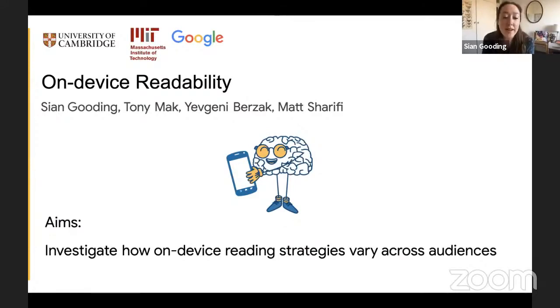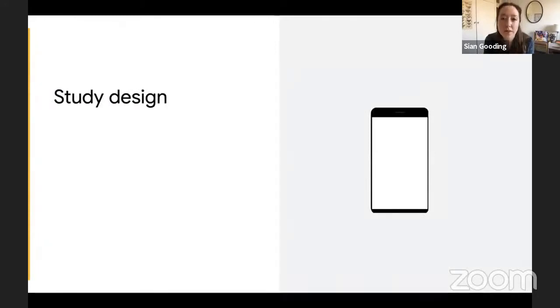Okay, the main aims of this study. This study was done with Tony Mackey, Jenny Burzak and Matt Sharifi, so MIT and Google. The main point was investigating how on-device reading strategies vary across audiences. The way that we looked into this is we did a 600 participant study. And at a high level, there were three elements to this study.